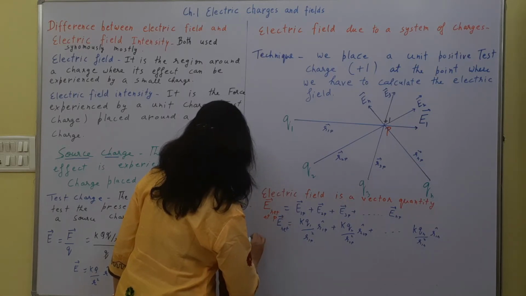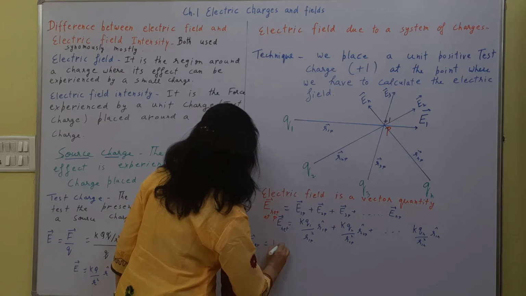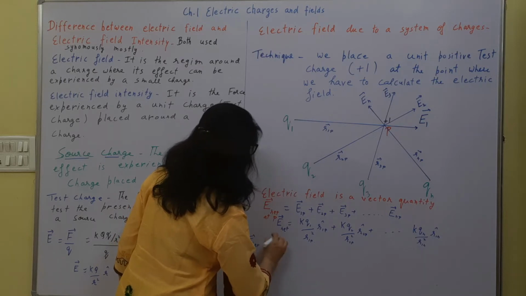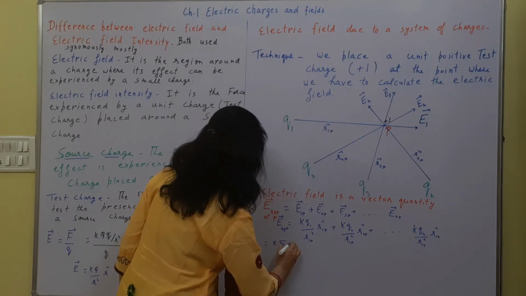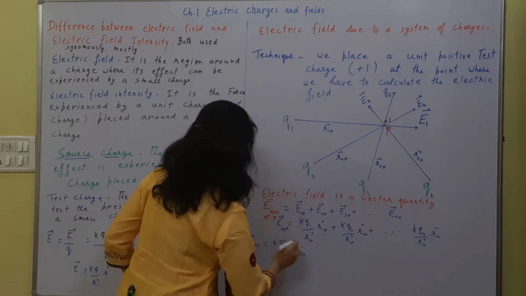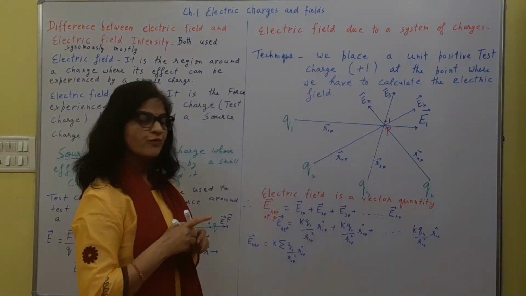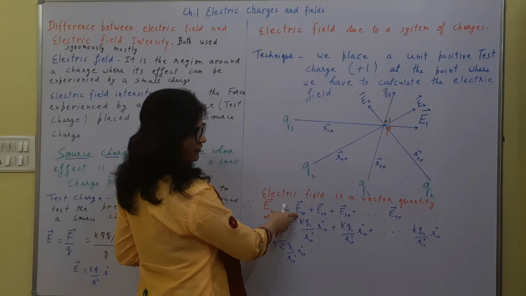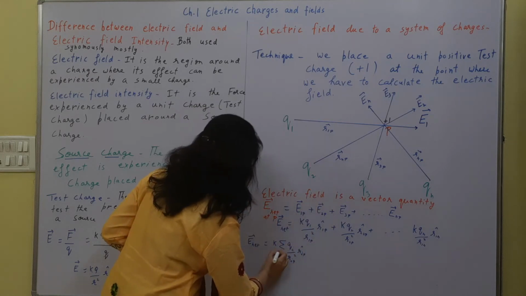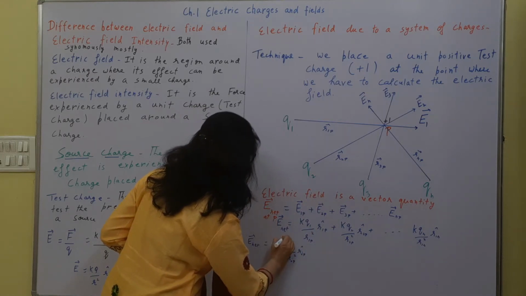If I generalize like before, this will be K, that means 1 by 4 pi epsilon naught. I can take it common in the next step. So this will be sigma qi upon rip square, and this is rip cap, where i is equal to 1 to n, because the first charge is having electric field E1p and so on.